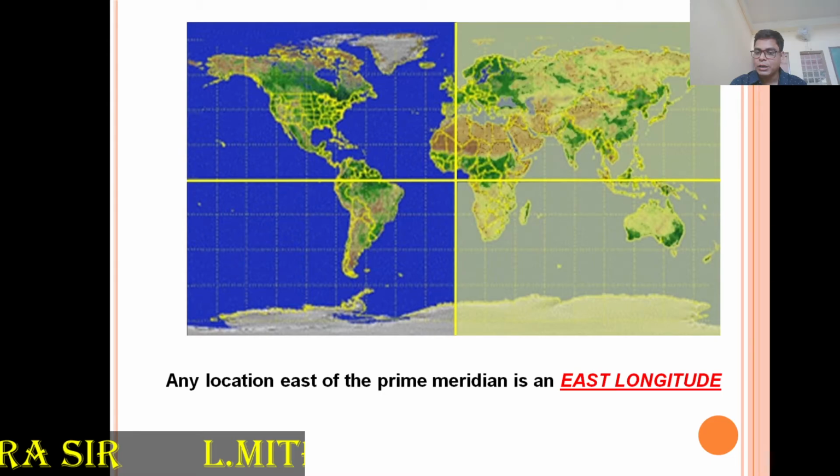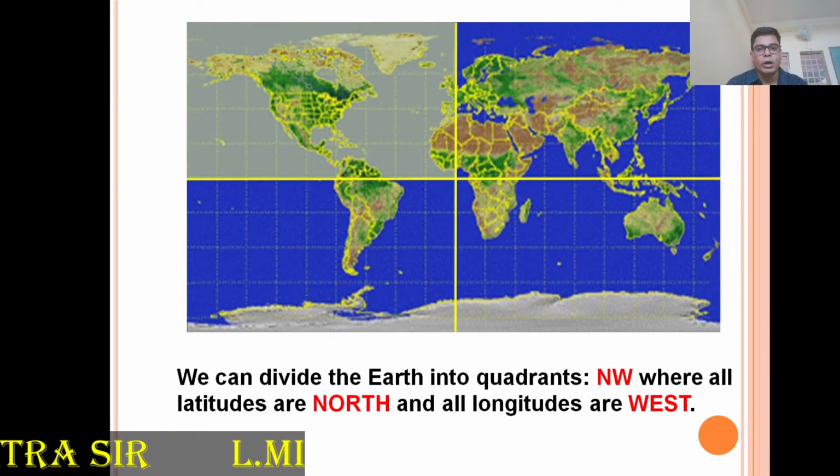Okay, so these are the portions. This portion is the northeast of the earth: north and east are located here. This is the southeast, this is the southwest, and this is the northwest. So far we have discussed one by one. There is a vast relation between longitudes and time.